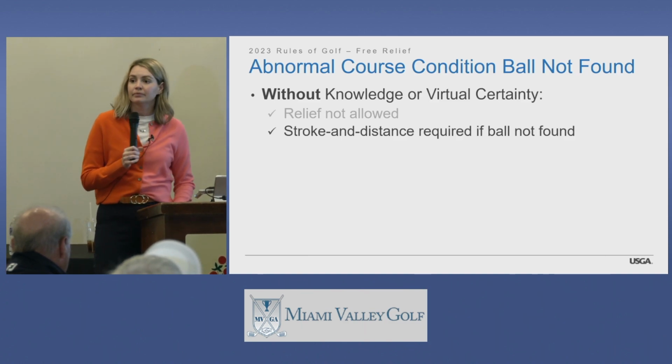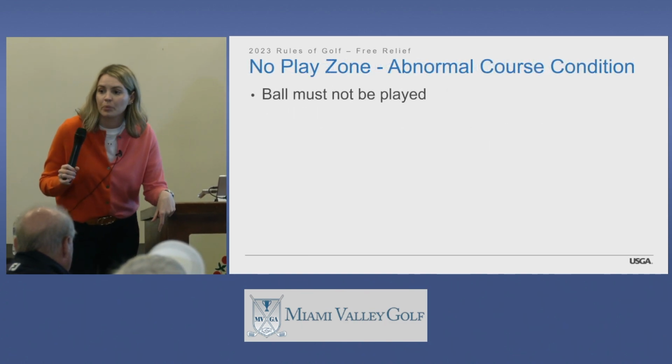They could have played a provisional if they know that's going to happen, correct? We'll get to the provisional ball rule, but if a player thinks the ball might be lost outside of a penalty area, yes, they can play a provisional, and then that's what they would continue on with.